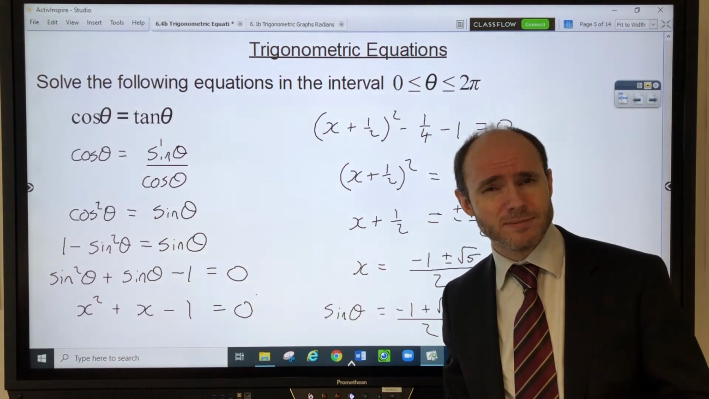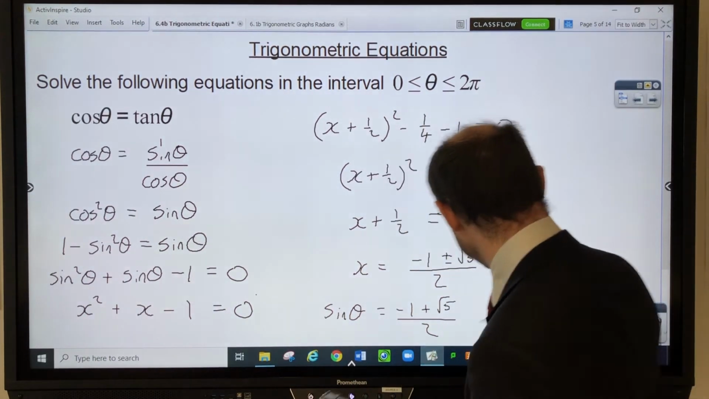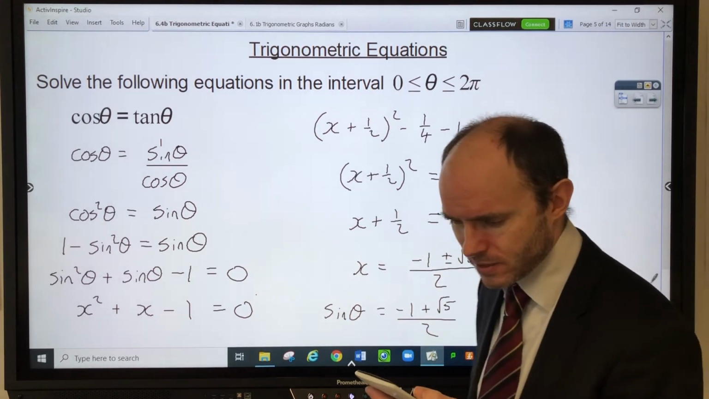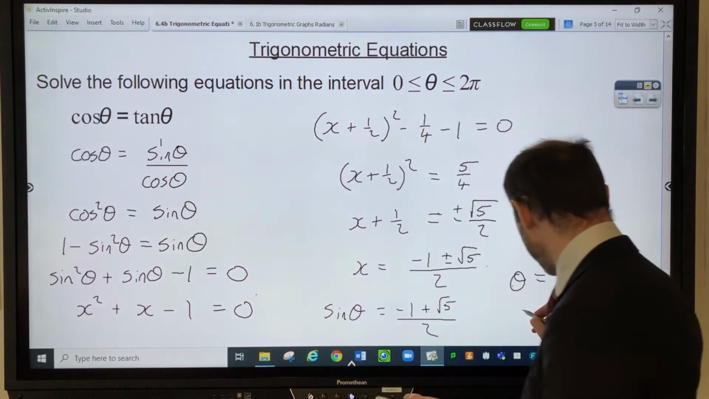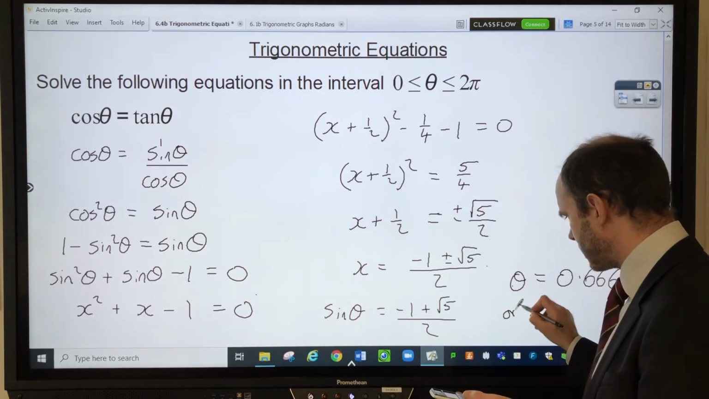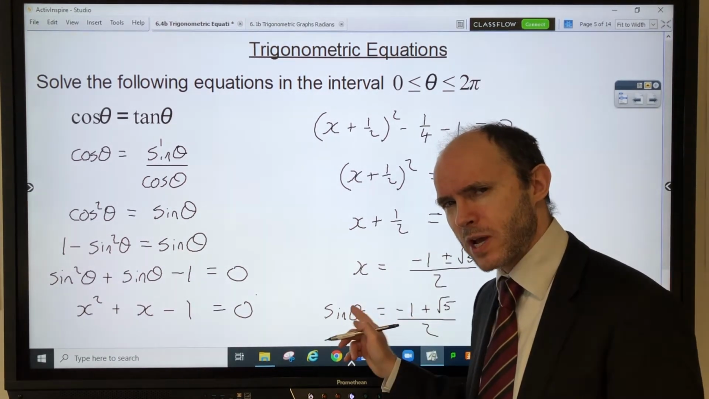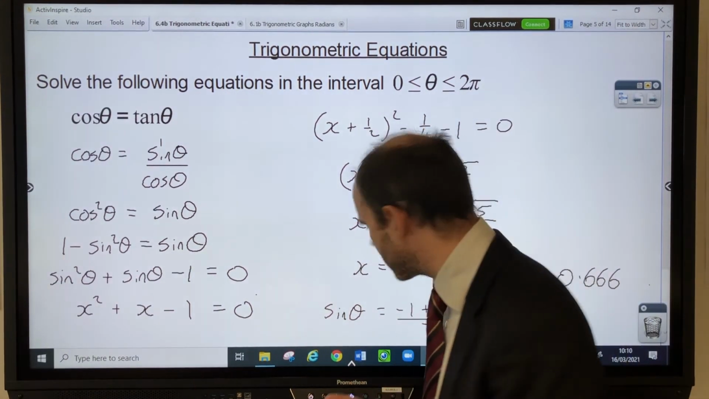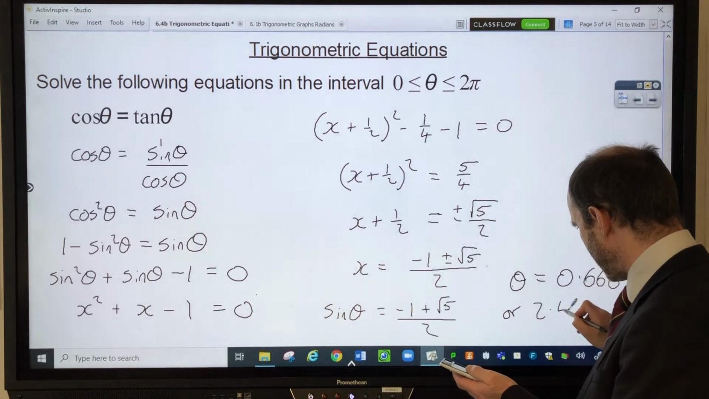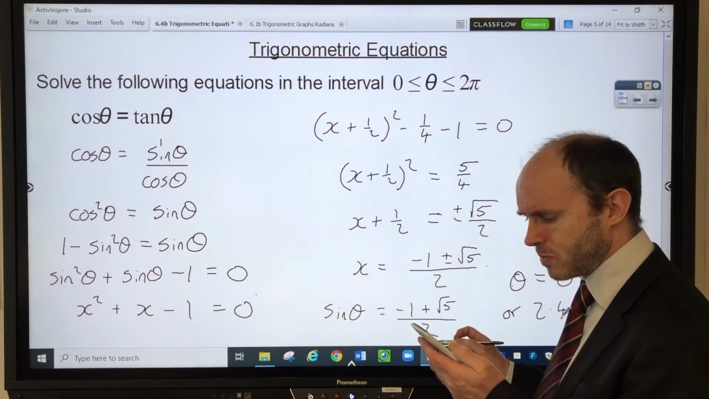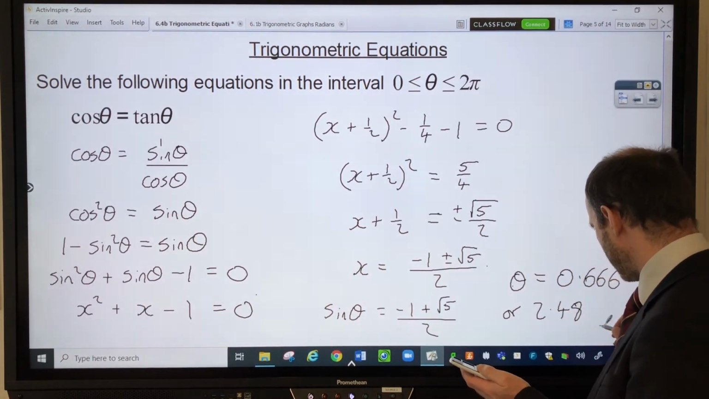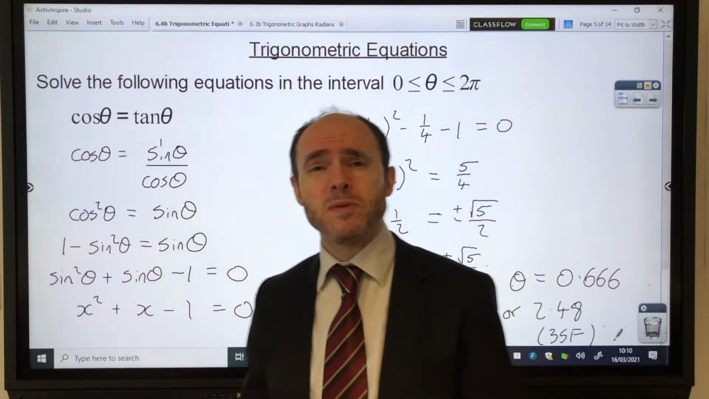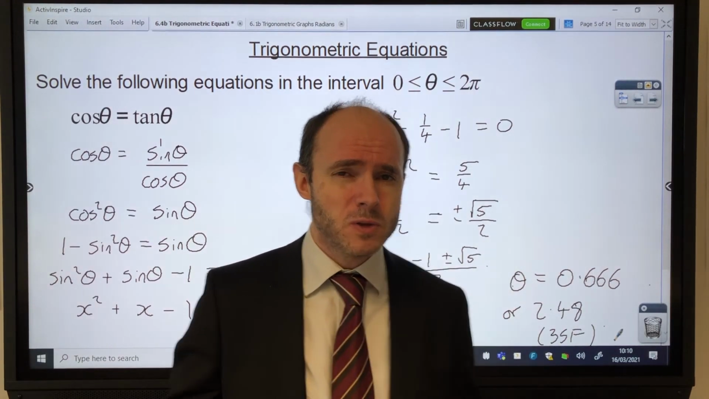That's kind of interesting, isn't it? It does go on, but yeah. When I round to 3 significant figures, it's 0.666. Or an alternative answer is going to be, what do I do? Yes, I subtract that from pi. So pi subtract the 0.666 gives me a less interesting looking answer, but it's the next answer, 2.48. All 3 significant figures, of course. Right, I'm hoping you found those examples helpful to you.